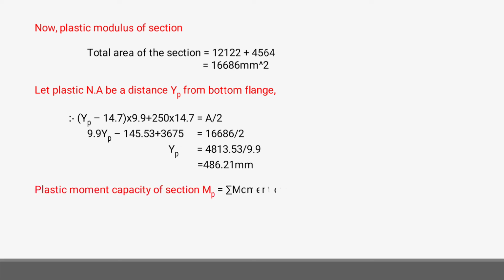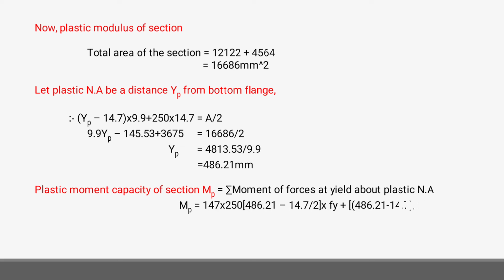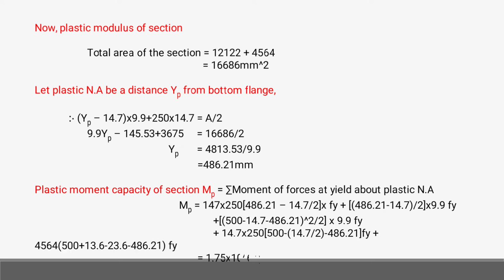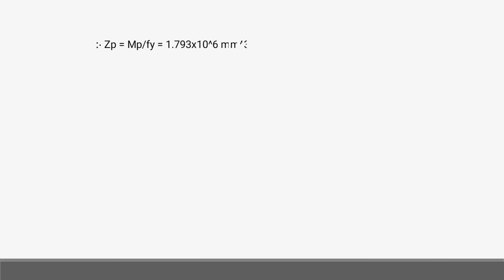So the plastic moment capacity of this section. So MP is equal to the sum of moment of forces at yield about the plastic neutral axis. So MP is equal to 147. This is the bending moment formula. So you can apply all the values. We know that, so easily you get the answer. Then 1.75 into 10 power 6. This is our answer. Then 1.793 into 10 power 6 into Fy. Fy is the constant. Then ZP is equal to MP divided by Fy. So ZP is equal to 1793 into 10 power 6 mm cube.